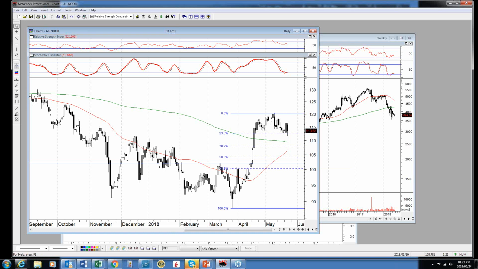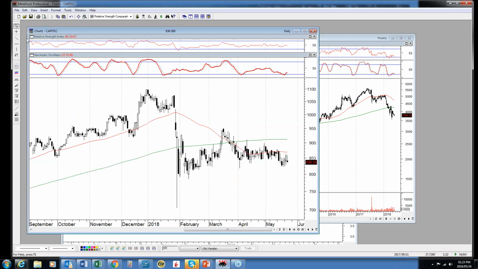Right, then Capitec. Somebody asks about Capitec. So here's the Capitec graph. I must say, when I look at this graph of Capitec, I just get the feeling it's going back down to 800 Rand. It's not holding up all that well. It's trading below the 50-day moving average over here now.